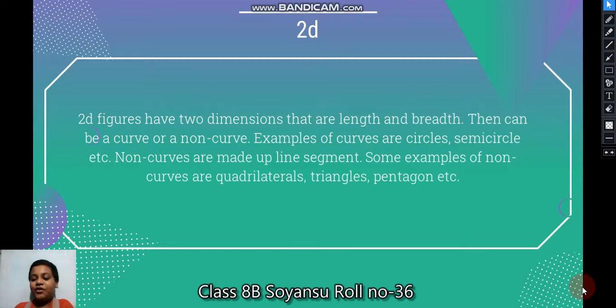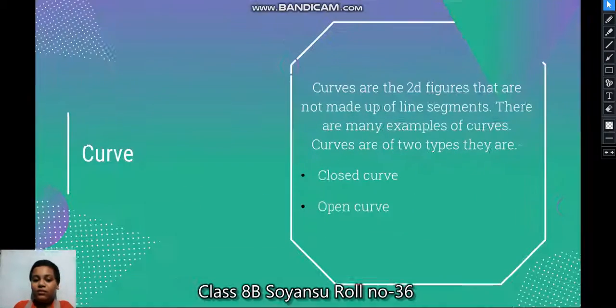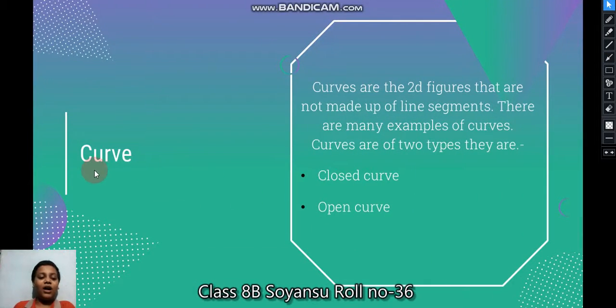So this chapter, which is upon quadrilateral, is also a 2D figure. So what are curves? Curves are 2D figures that are not made up of line segments. There are many examples of curves. Curves are of two types: closed curves and open curves.